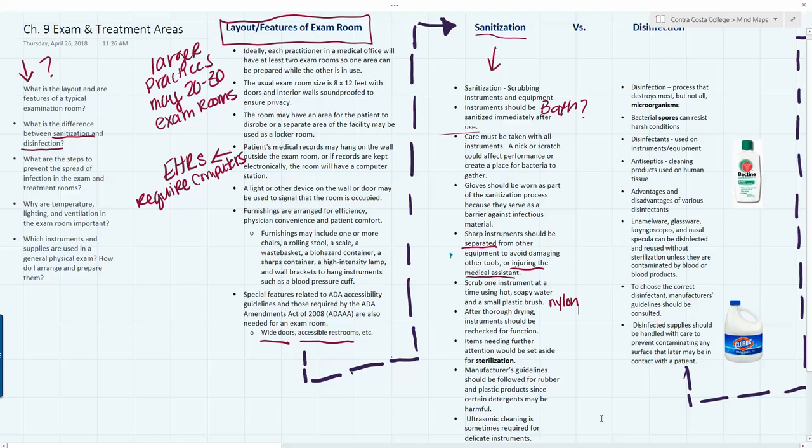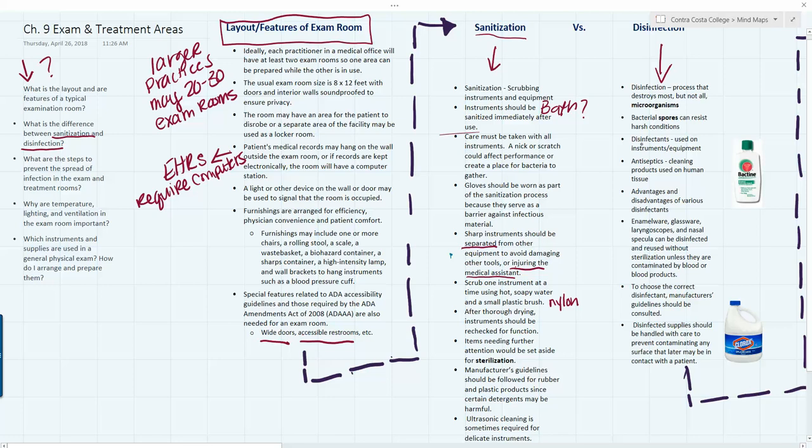Okay, so the difference between sanitization and disinfection is that sanitization basically just cleans up the instruments, and disinfection destroys most of the microorganisms that could be living on them. So, although it destroys most of them, bacterial spores can resist very harsh conditions. And so, some bacterial spores are not destroyed in the disinfectant process. And so, we use other mechanisms to destroy those bacterial spores.